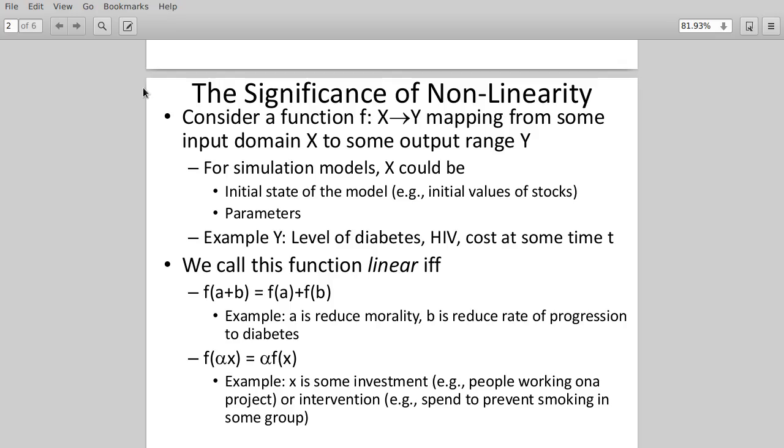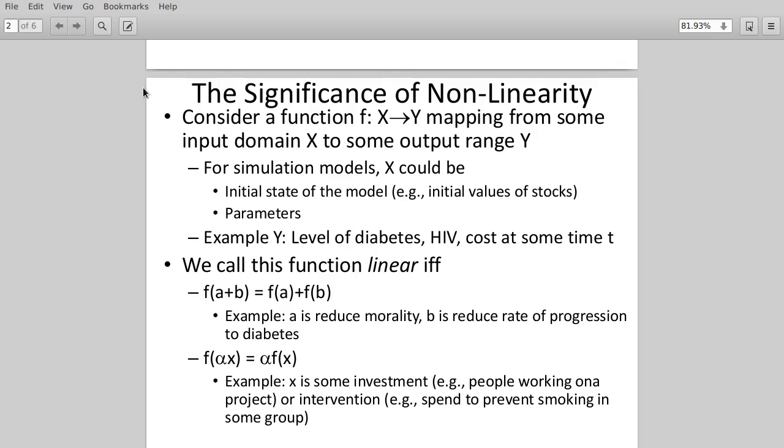g of y squared plus, not equal to g of y plus g of z here, because that would imply g of y plus g of z is y squared plus z squared, and that's not the case. If you square this, you don't get that, right?